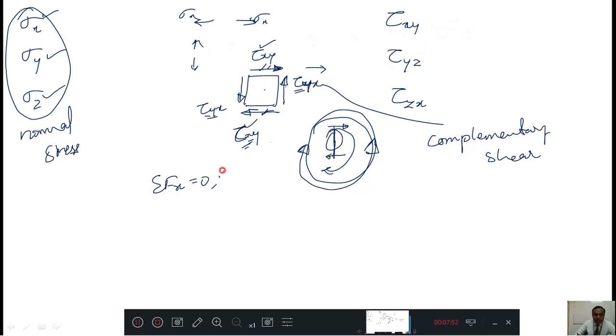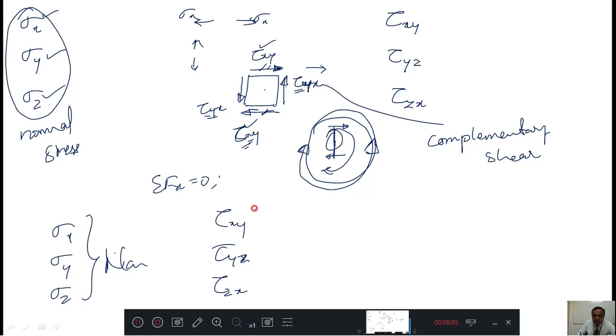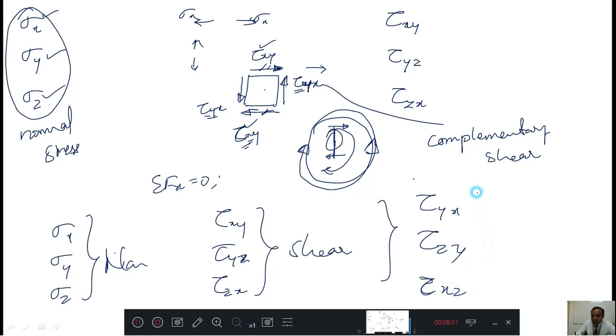I mean to say here that sigma x, sigma y and sigma z normal stresses are there. Like that, tau xy, tau yz and tau zx, these three shear stresses are there. To counteract them, we have complementary shears tau yx, tau zy and tau xz. They are complementary shears. Like that, how many stresses are there here? There are 9 types of stresses.